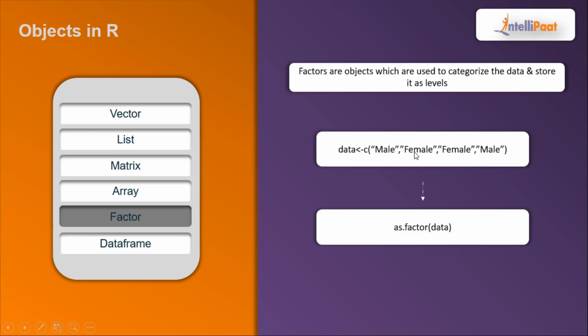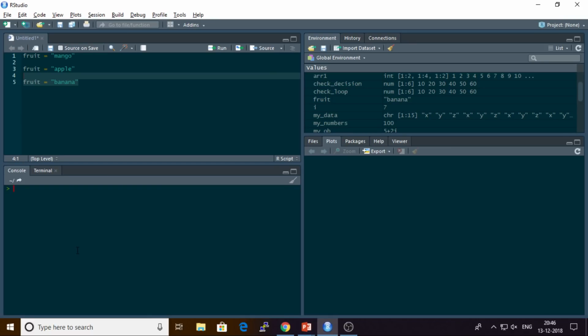So this basically means that we can convert this into a categorical variable, that is, a categorical variable which would have 2 categories. The first category would be male and the second category would be female. So this is where the factor objects come in. We will take this character object and put it as a parameter to the as.factor function, and then we can convert this into a categorical variable or a factor variable. So let's go to our studio and work with some factors.